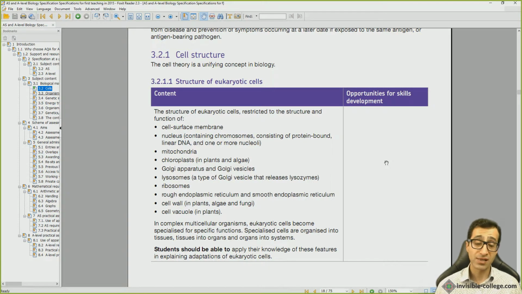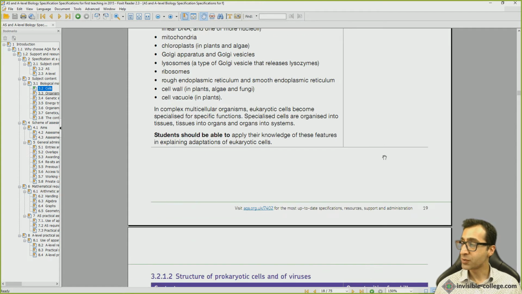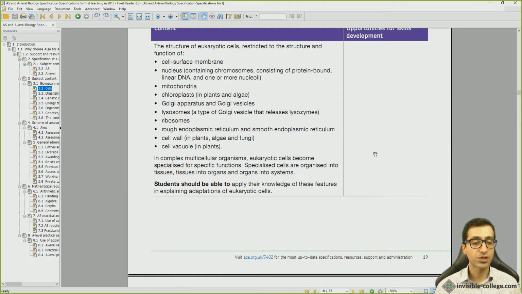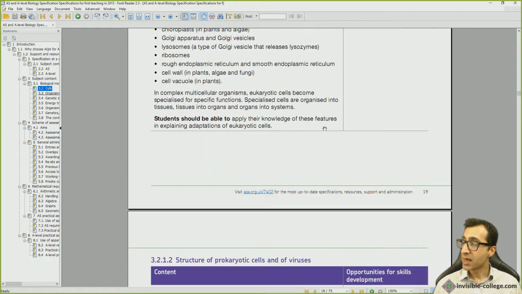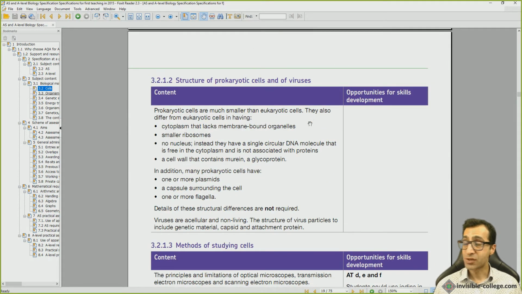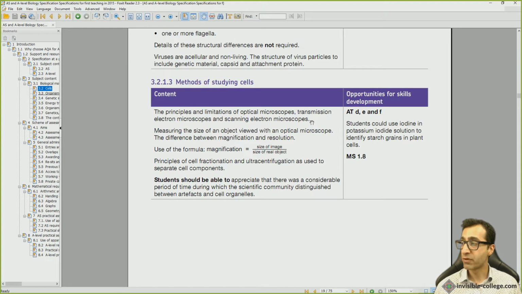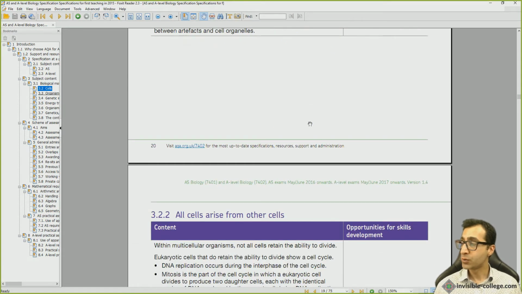eukaryotic cells, the distinction between eukaryotic cells and prokaryotes, and we're also going to go into the structure of tissues, in other words, how these cells are organized into tissues in eukaryotic multicellular organisms. And we're going to then move on to look at the structures of prokaryotic cells and viruses. And we're also going to examine some of the methods that biologists use to study cells, including optical and electron microscopy, and also the processes of cell fractionation and ultracentrifugation. And then we'll move on to the next topic.